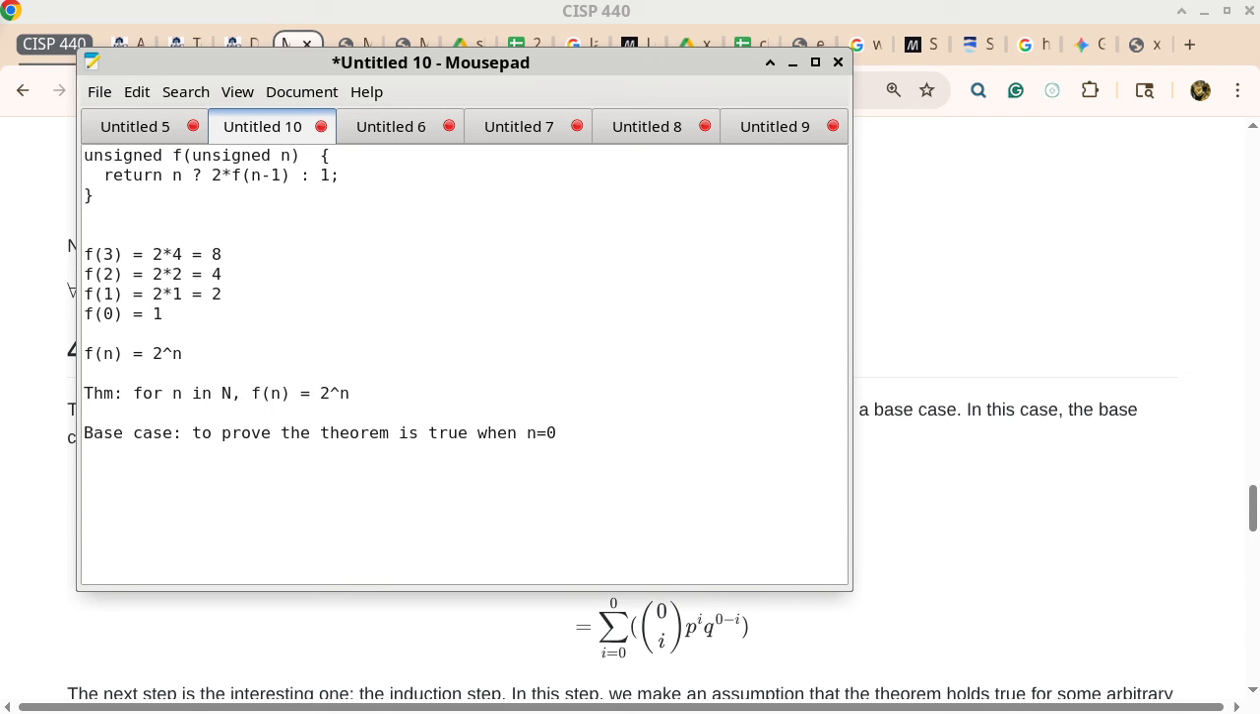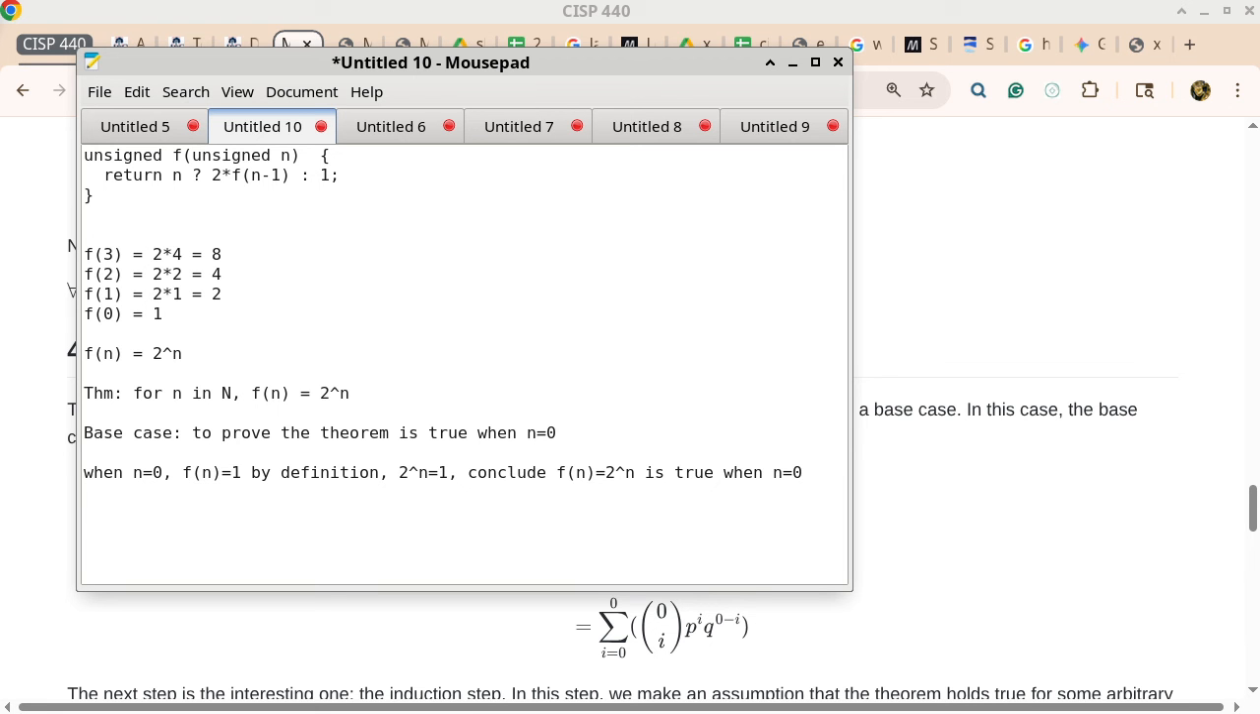Okay, so now we want to prove the base case. So the base case is saying when n equals 0, then f of n equals 1, which is by definition because of this one over here, okay, by definition. But then when you plug in 2 to the power of n, it also equals 1 when n equals 0. So that's why we can conclude that f of n equals 2 to the power of n is true when n equals 0. Are we good so far?